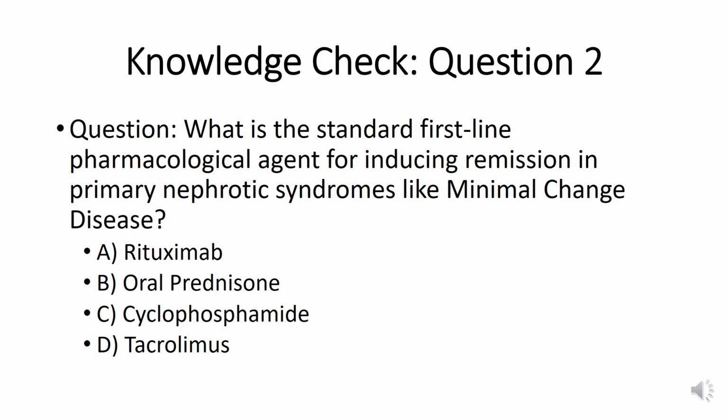So the key takeaway is straightforward. In primary nephrotic syndromes, especially minimal change disease, oral prednisone is the standard first-line therapy for inducing remission. Therefore, the correct answer is option B, oral prednisone.